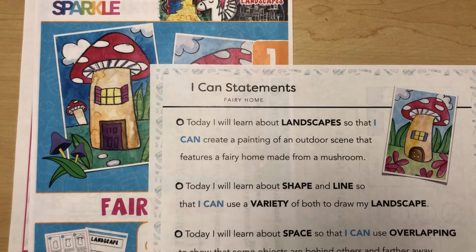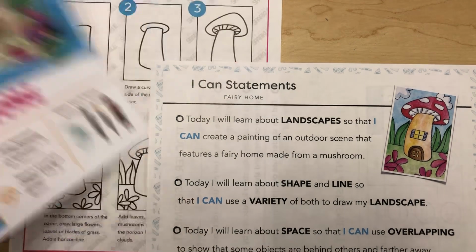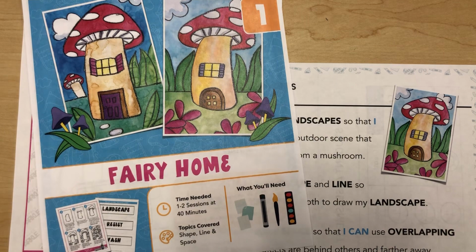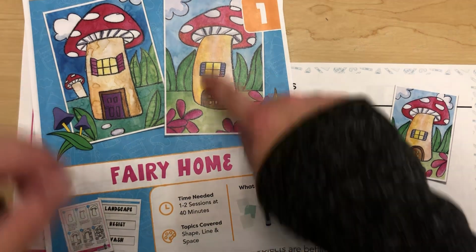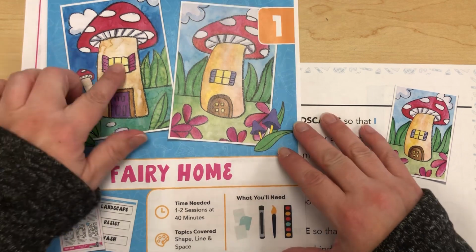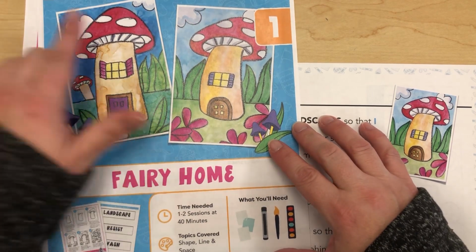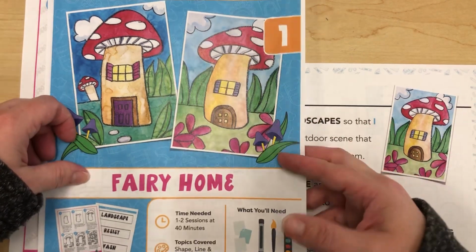Okay, so today we are going to be creating a little landscape picture of a actually fairy home. And these are just two examples. We're going to be drawing the mushroom shape together, and then how you want your doors and windows and background, that's completely up to you, okay?